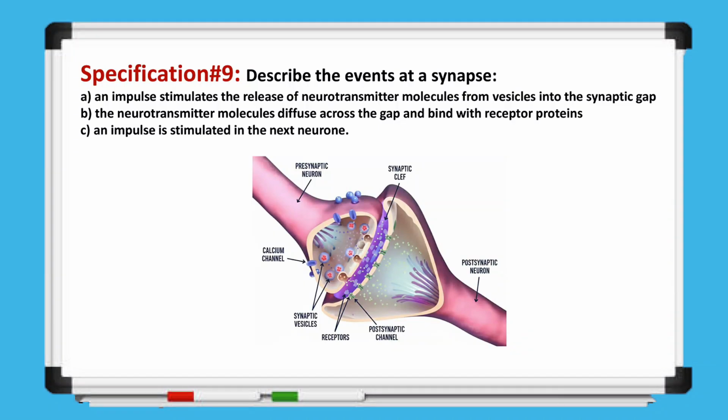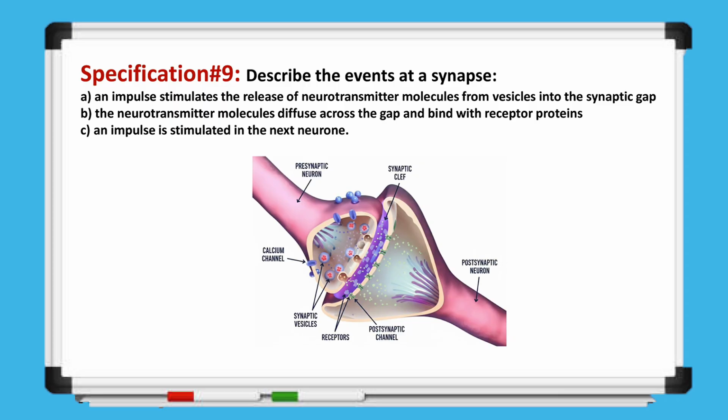Next, we move on to specification number 9, which asks us to describe the events that occur at a synapse. First, an arriving nerve impulse stimulates the release of neurotransmitter molecules from synaptic vesicles into the synaptic gap. Next, these neurotransmitter molecules diffuse across the gap and attach to receptor proteins on the membrane of the next neuron. As a result, a new electrical impulse is generated in the postsynaptic neuron.